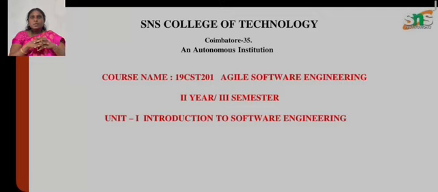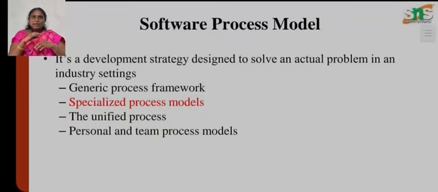Going to discuss agile software engineering, in the topic of software process models. It's a development strategy designed to solve an actual problem in an industry setting: a generic process framework, a specialized process model, the unified process, and the personal and team process models. First, we'll be discussing the specialized process model.